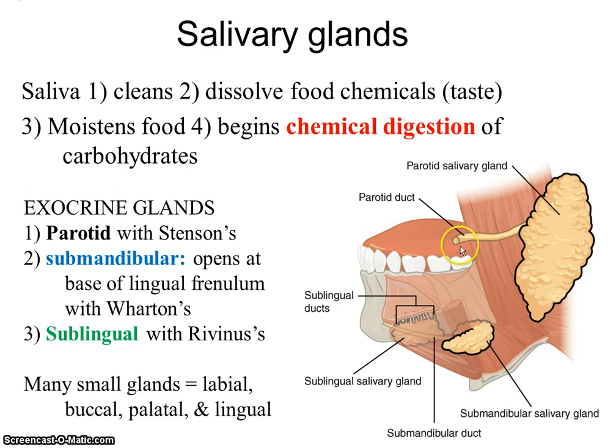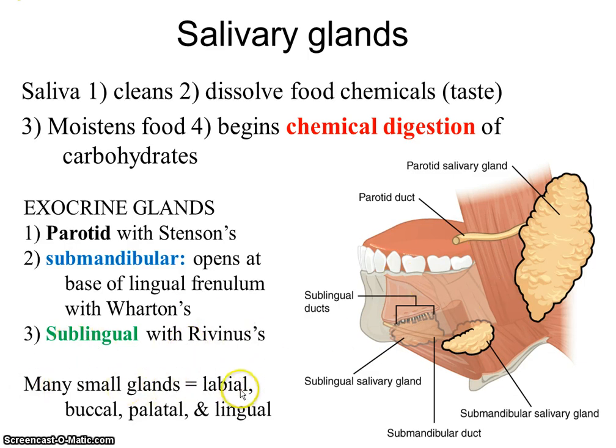Here are the ducts for these. The parotid has Stenson's duct coming into it, which you can see easily in the lab. The submandibular opens at the base of the lingual frenulum, and it has Wharton's duct, which is usually pretty easy to see as well. The sublingual glands, just beneath the tongue, have a number of little ducts known as the ducts of Rivinus. And then there are many, many small glands scattered throughout.